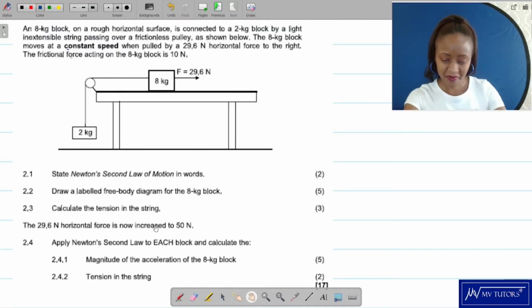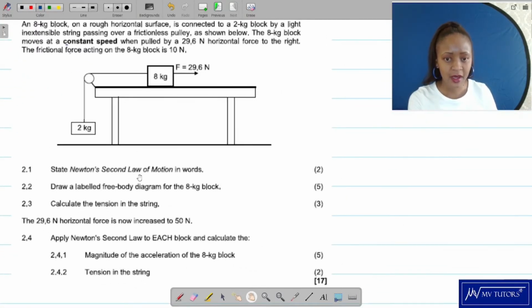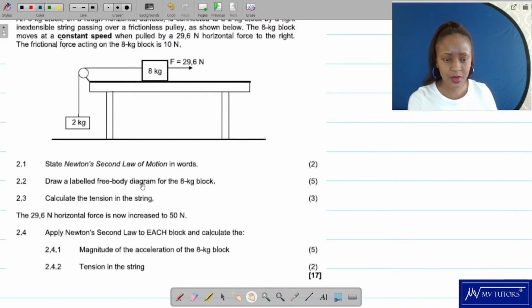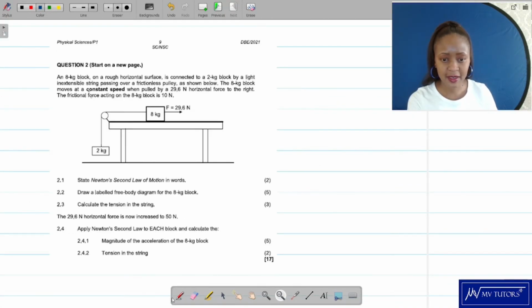Okay, so 2.1, I'm just going to write it there. Can't see my cursor. Oh, I'm at the wrong place. Okay, now what did I do? Alright, so I'm just going to make it a bit smaller so that I can write on the side.